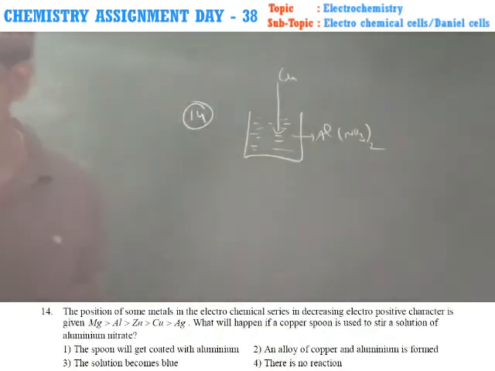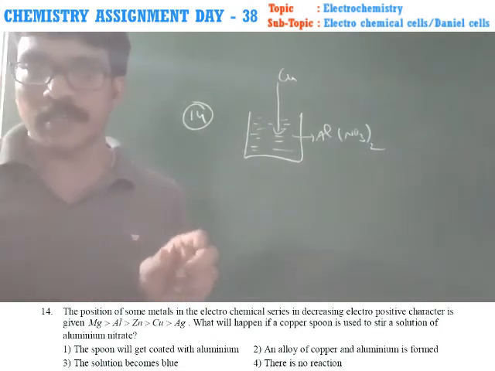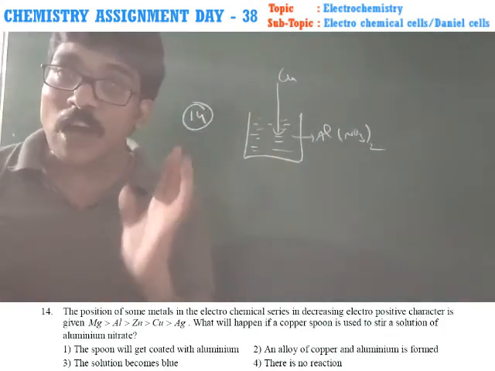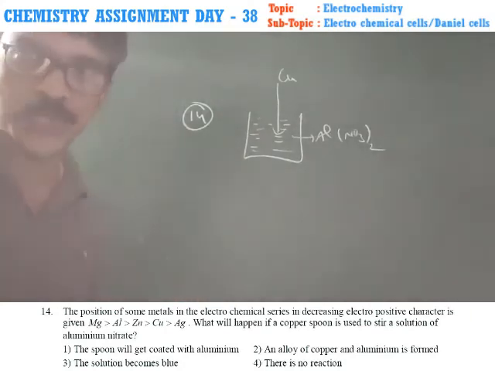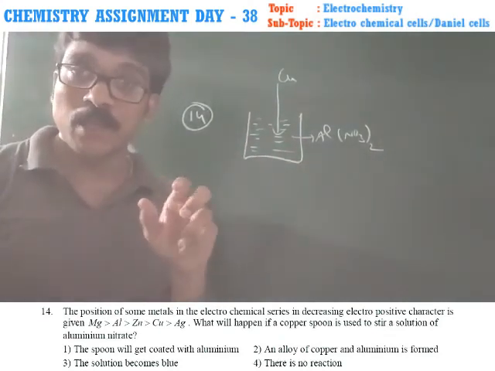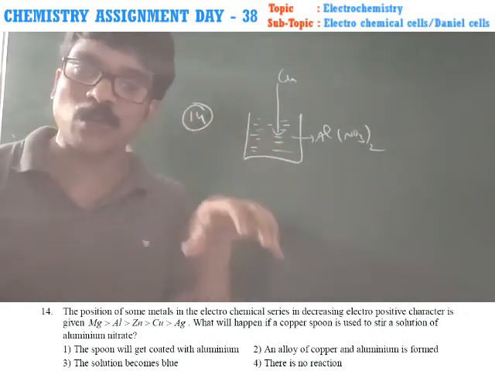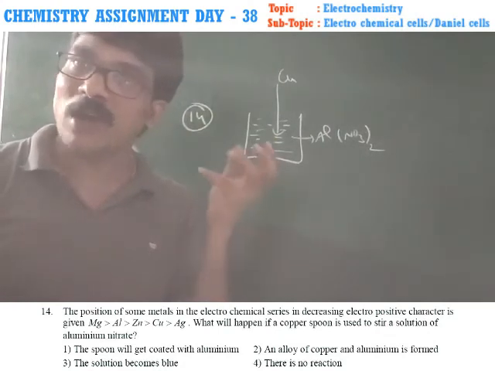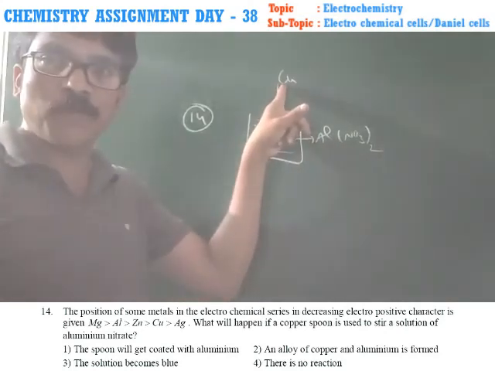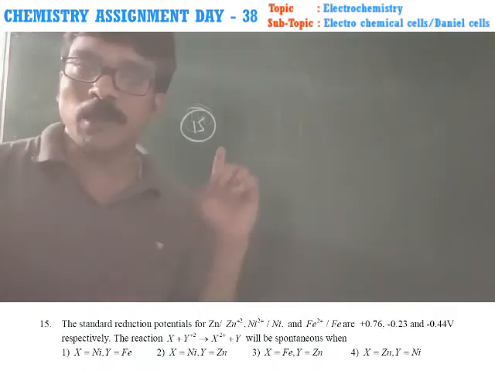Question number 14. The electropositivity order is given: magnesium greater than aluminum greater than zinc greater than copper greater than silver. What happens when a copper spoon is placed in aluminum nitrate solution? We observe copper and aluminum: aluminum has low SRP and copper has high SRP. That means copper plus 2, with the highest SRP, would undergo reduction, and aluminum, with the lowest SRP, would undergo oxidation. But aluminum is already in the oxidized form and copper is already in the reduced form. Therefore, when these two are combined, there is no reaction. That is our answer.